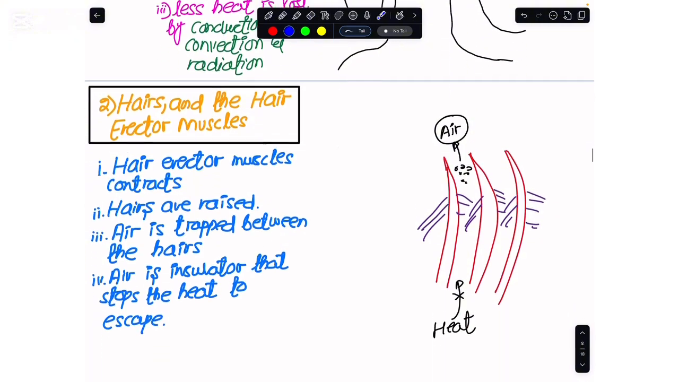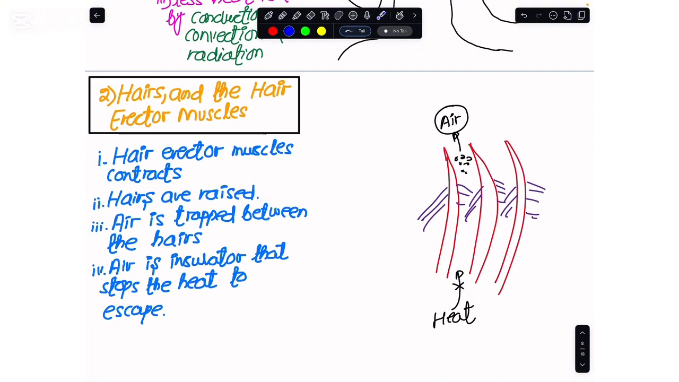Now, moving onward, when we talk about the hair and the hair erector muscle, you see that I have this hair with me, and these hairs are in close association with the hair erector muscles. So when these hair erector muscles contract, these hairs are raised. And when these hairs are raised, more air gets trapped in between the hairs.